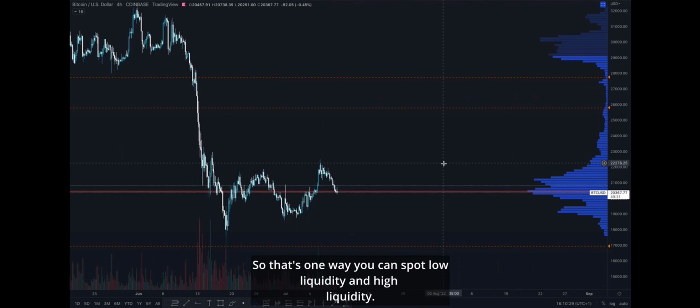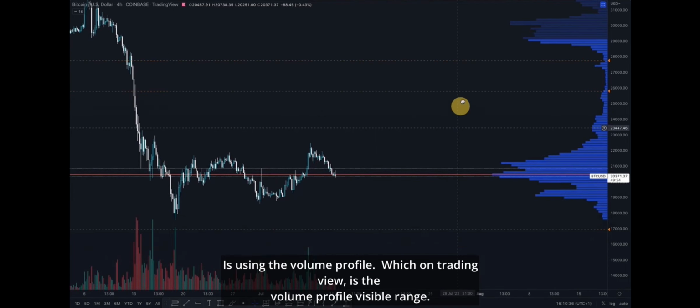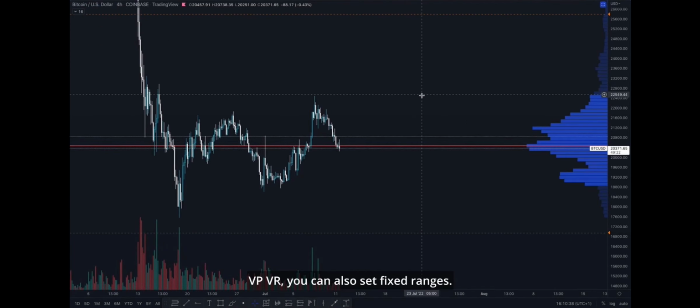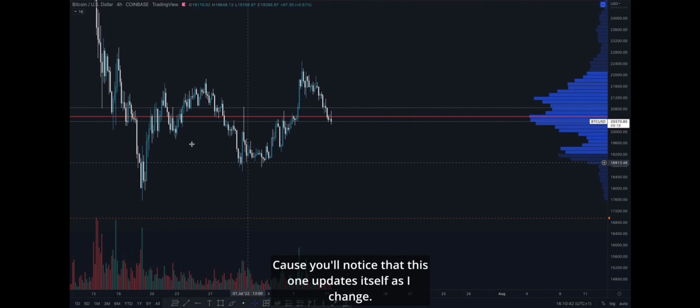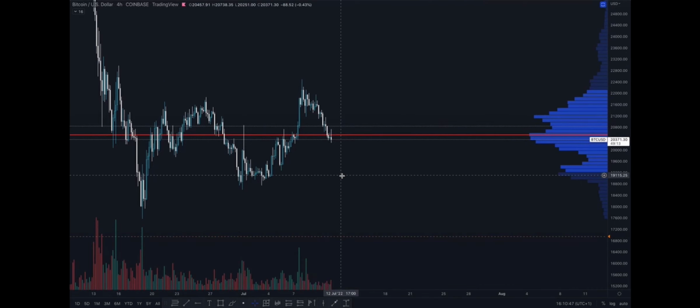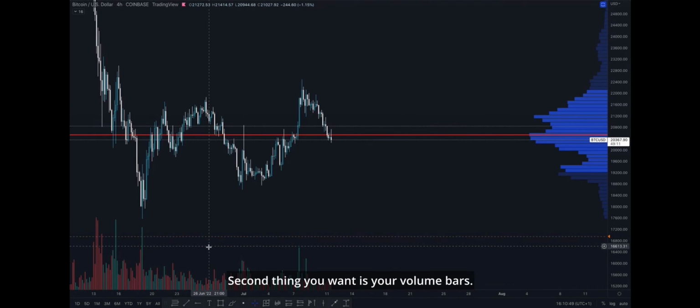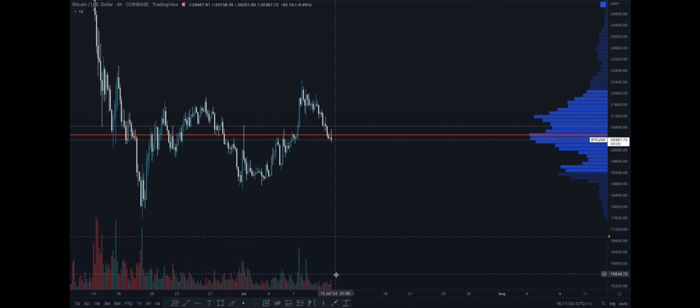So that's one way you can spot low liquidity and high liquidity, using the volume profile, which on TradingView is the Volume Profile Visible Range, VPVR. You can also set fixed ranges, because you'll notice that this one updates itself as I change the view, so it only shows what's in view of the chart. The second thing you want is your volume bars. Again, it's very simple, just the volume indicator on TradingView. It shows you areas of high volume, low volume, and the differences in between.